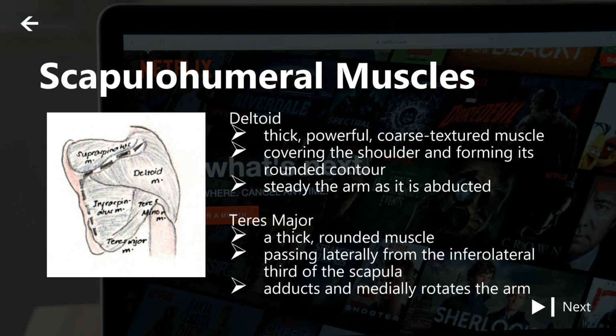The teres major also is a rounded muscle. It passes laterally from the inferolateral third of the scapula. It adducts and medially rotates the arm. It can also help extend it from the flexed position and is an important stabilizer of the humeral head in the glenoid cavity. That is, it steadies the head in its socket.